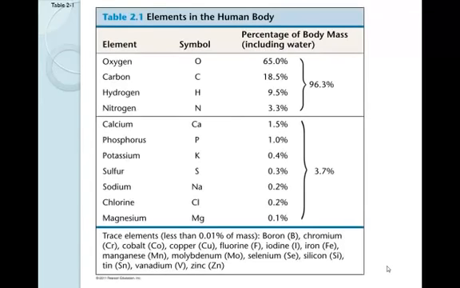From this table in your text, you can see the proportions of various elements that are found in the human body. You can see that 4 of them, oxygen, carbon, hydrogen, and nitrogen, make up over 96% of the weight of the human body. Other organisms have a similar makeup.